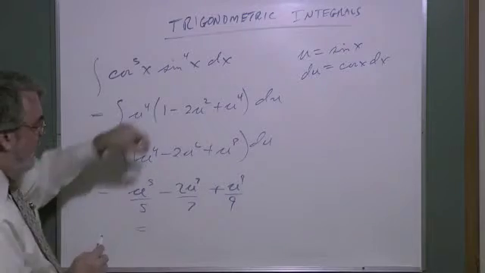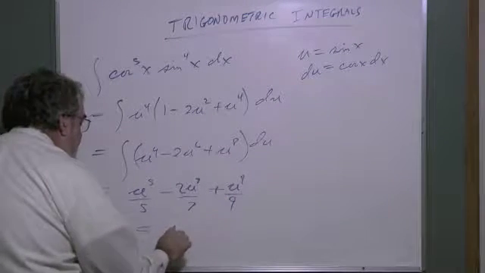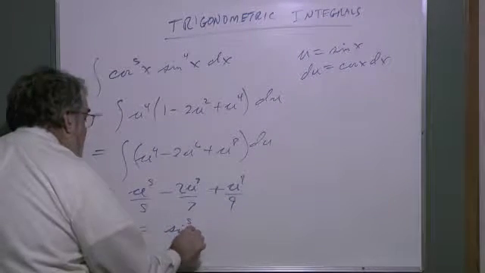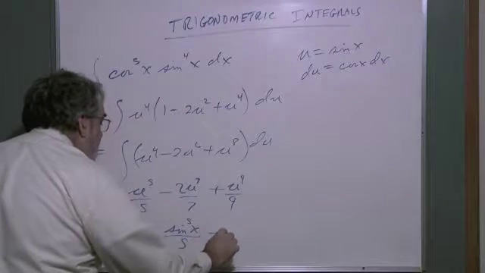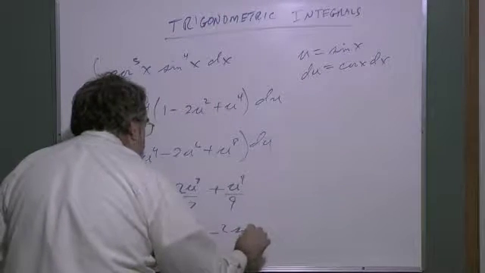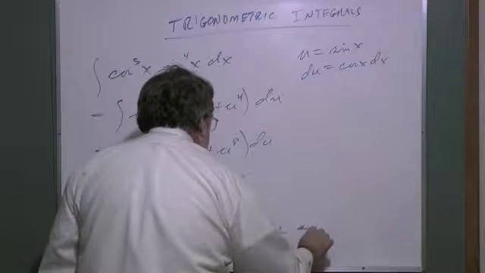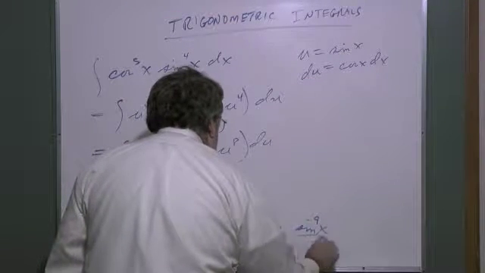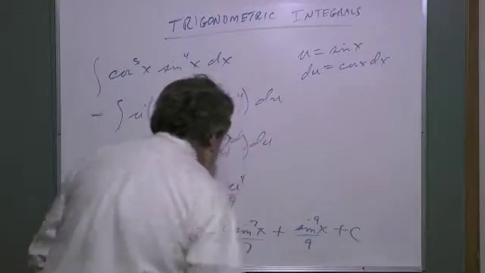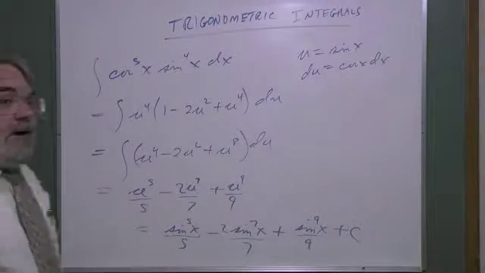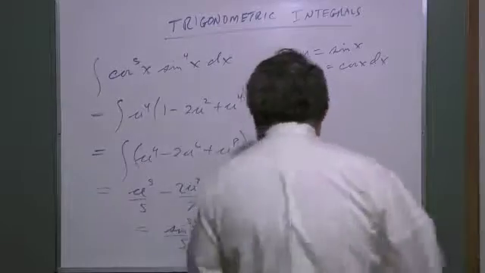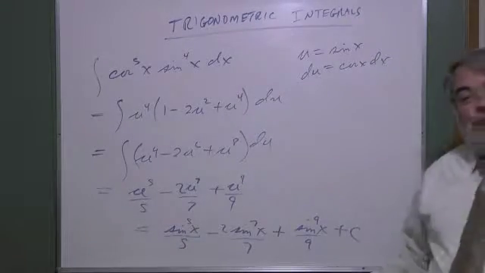I'll replace the u's with sines. So I have sine to the fifth x over 5 minus 2 sine to the seventh x over 7 plus sine to the ninth x over 9 plus a constant. And there you have it. So that's how you do that kind.